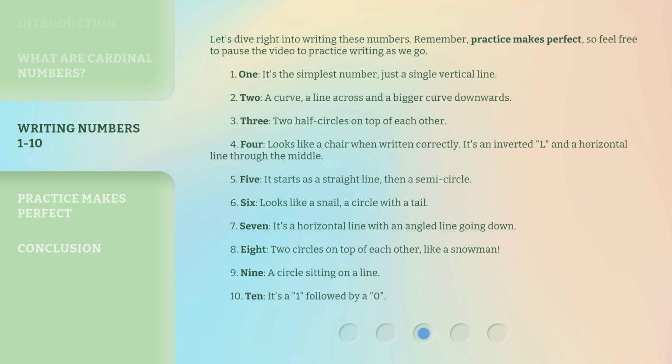5. It starts as a straight line, then a semicircle. 6. Looks like a snail, a circle with a tail. 7. It's a horizontal line with an angled line going down. 8. 2 circles on top of each other, like a snowman. 9. A circle sitting on a line. 10. It's a 1, followed by a 0.